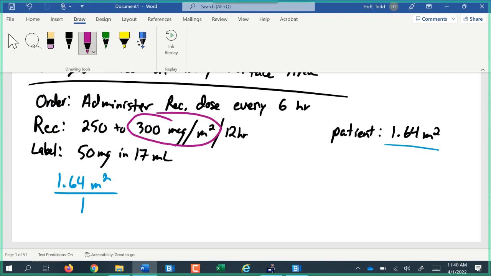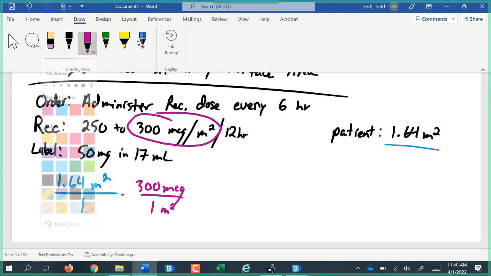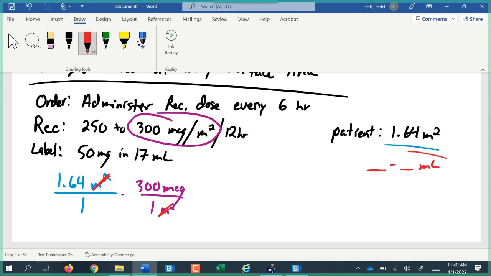So that's going to be the 300 micrograms per meter squared, so over 1 meter squared. And we will notice that the meter squared cancels out, which is what we wanted. Now next we need to get rid of the micrograms. We're looking at how many milliliters, what's our range in milliliters to administer to this patient. We have to get rid of micrograms. Unfortunately, in this problem, there is nothing else that references micrograms, but we do have something referencing milligrams. So this is a standard conversion, so we can just use that standard of 1,000 micrograms in 1 milligram.